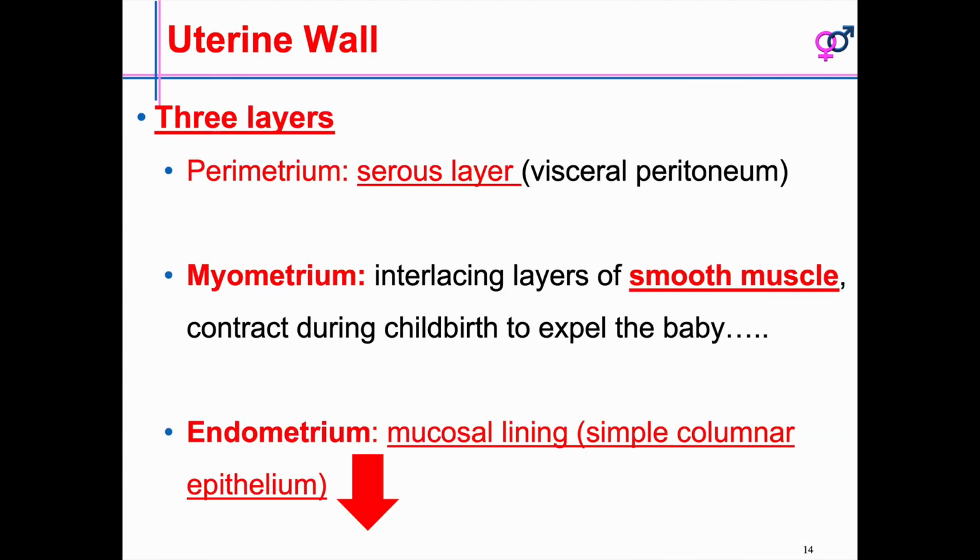So there are 3 layers of the uterus: perimetrium, the outermost layer; myometrium, the smooth muscle layer, which contracts during the time of childbirth once the oxytocin is released from the posterior pituitary. Then the myometrium contracts and starts to push the baby out. Then endometrium, that is a mucosal layer. If the endometrium is thick, it doesn't allow the implant of the embryo.